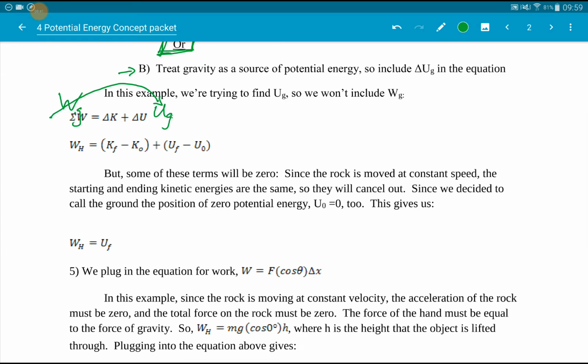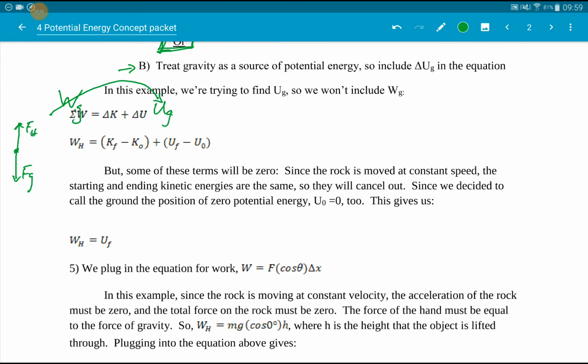So then I look at my free body diagram, and if you recall, it was just the force from the hand going up and the force from gravity going down. If gravity is showing up here as this gravitational potential energy, the ending potential energy minus the beginning potential energy, then the only force left that's doing work is the force that the hand is doing. And so that's the work that the hand is doing on our rock Earth system.